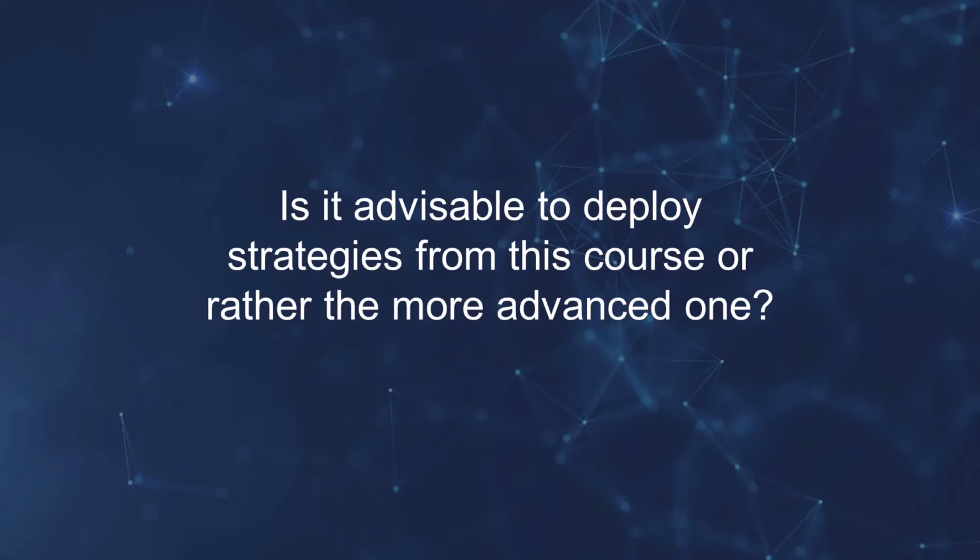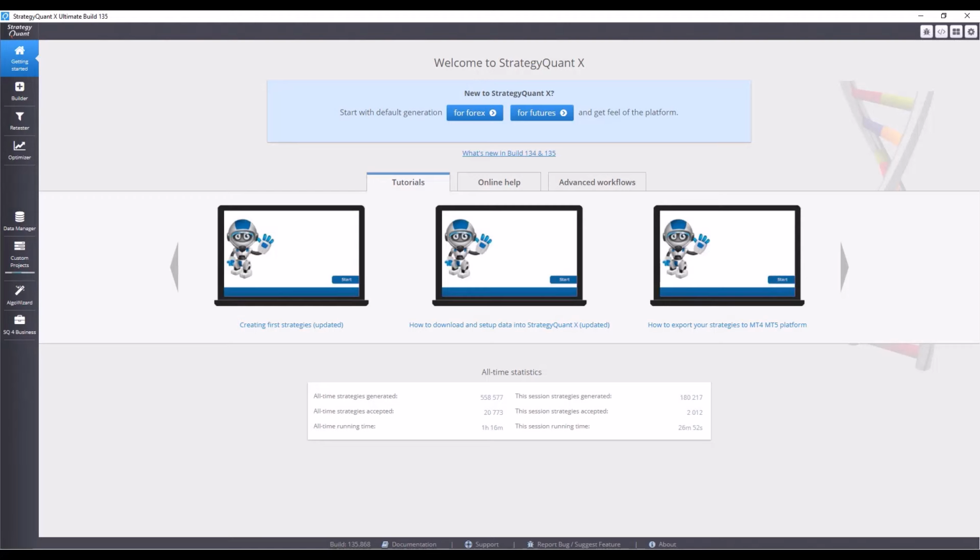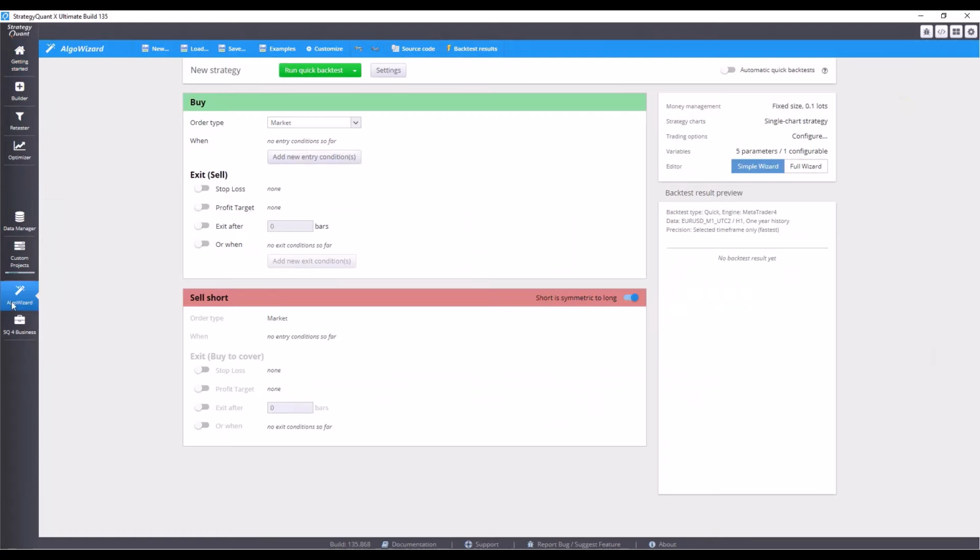Now, next question. Can I test my own idea in StrategyQuant? Yes. If you look into StrategyQuant, there is an Algo Wizard tab on the left side of the main menu. And you can test your idea here and much, much more.